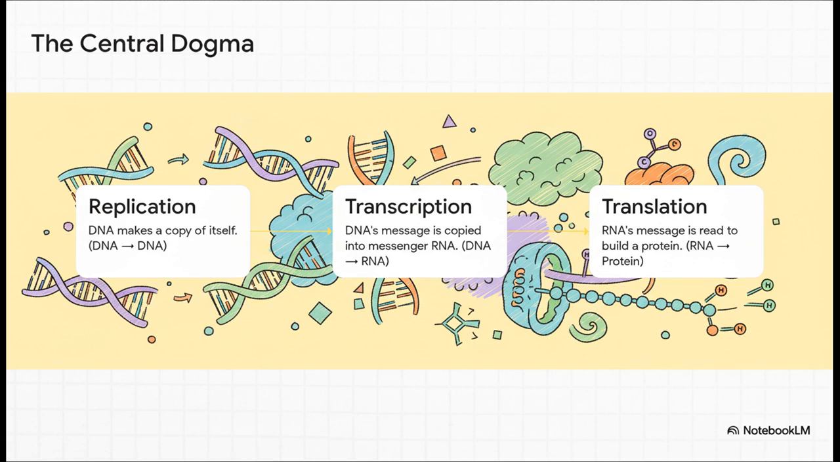First, you have replication. That's when DNA makes a perfect copy of itself, which is obviously crucial for when cells divide. Second, you have transcription. This is the process of creating that working RNA copy from a gene in the DNA. And finally, translation. This is where a ribosome grabs that RNA message, reads the codons, and translates it into a specific protein. It's a perfect system, from storage to message to action.